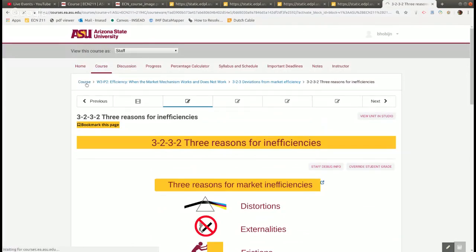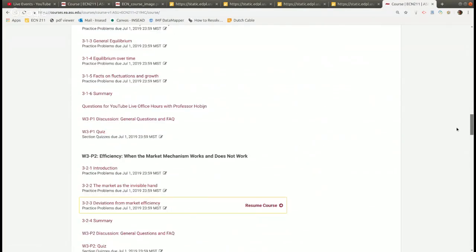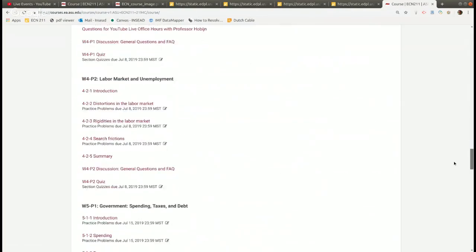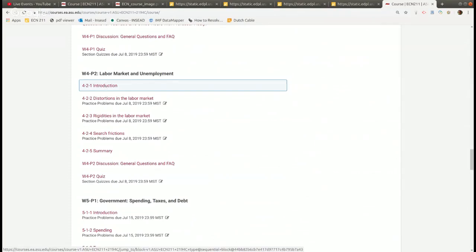The other thing you'll do next week is look at the biggest market in the economy, and that's the market for labor. It's a market we are all involved in, most of us. And so we'll look at the labor market, and we'll ask a very simple question, namely, why is there unemployment in the economy?